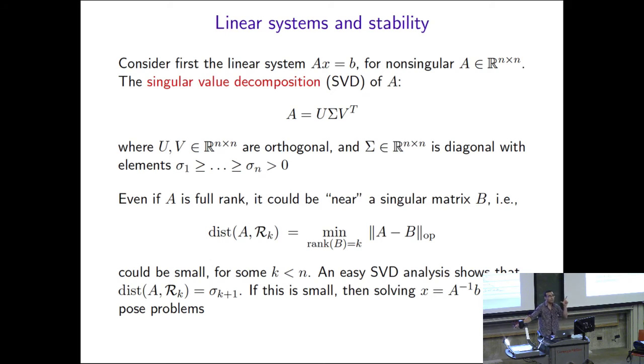Because only the first k are non-zero. If the k plus first singular value is small, you can think of A as close to a rank k matrix, and that's exactly what this equality is telling you. So actually, the distance in operator norm to the space of rank k matrices is exactly sigma k plus 1.